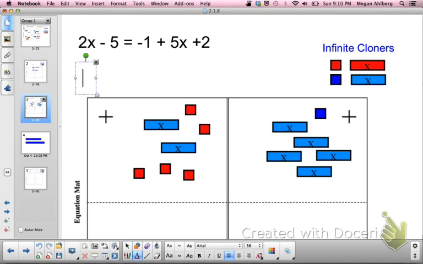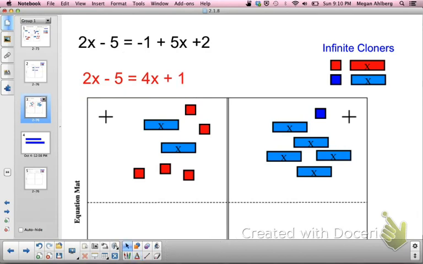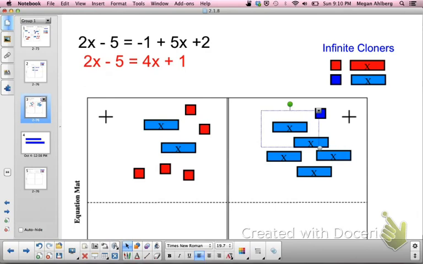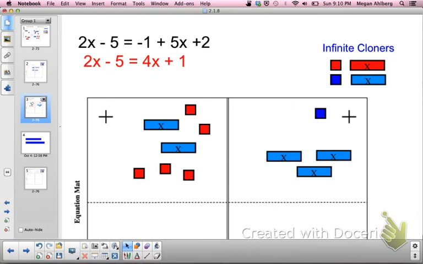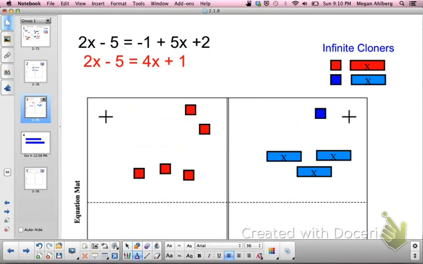If I rewrite what I have right now, on the left side, I have 2 x's and a minus 5. And on the right side, I have 4 x's and a plus 1. And that was after my making zeros. The next step I would want to do right now is to balance. So let's balance off 2 x's from each side. And so I'm going to take away 2 x's from each side. And right now then on the left side, I've got 5 negatives. And on the right side, I have 3 x's and a plus 1.